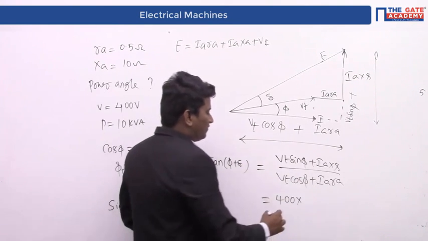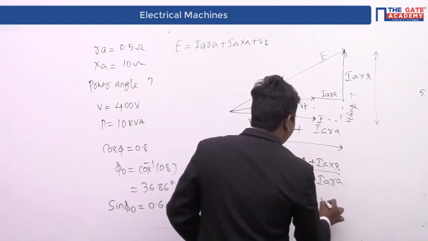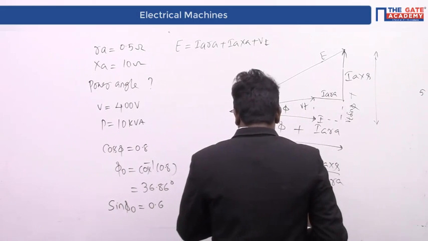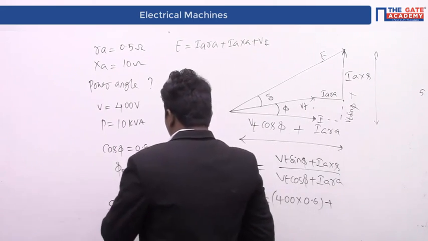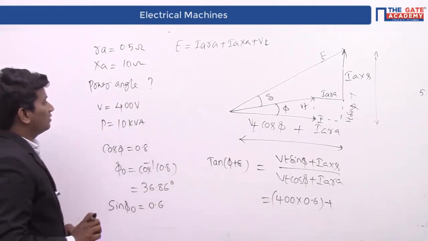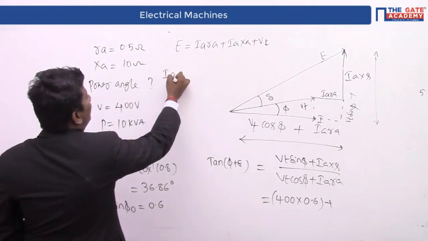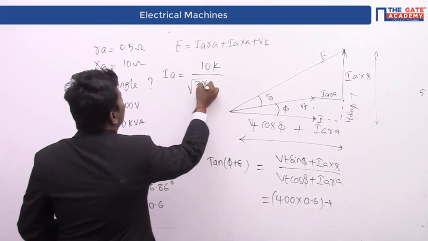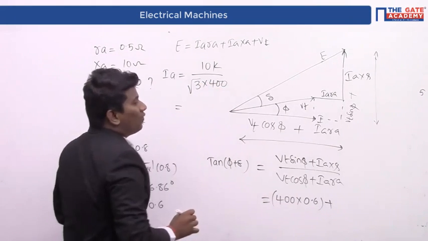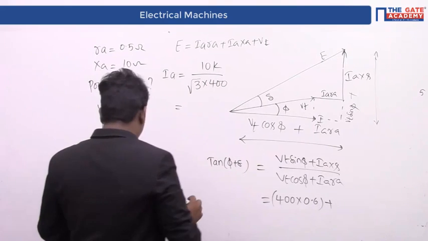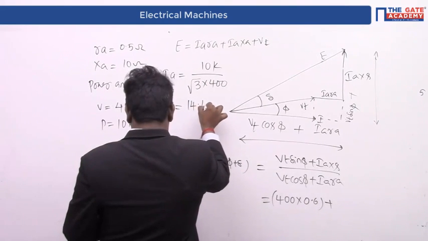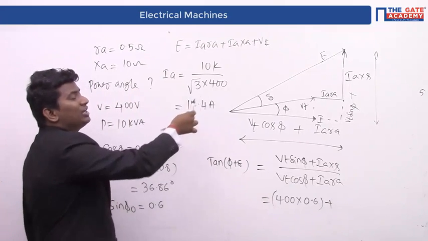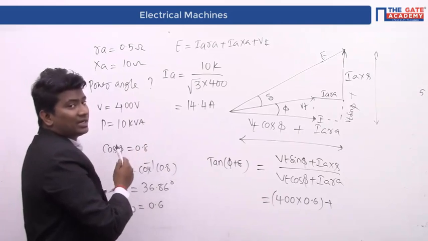Correct? So sin phi naught is 0.6, plus what is the IA they have given in the question? They have not mentioned the armature current. So how to find out that armature current? IA is equal to power divided by root 3 into VL. So what is this current? 14.4 amperes. Why have I considered root 3 VL? Because it is a star connected alternator.